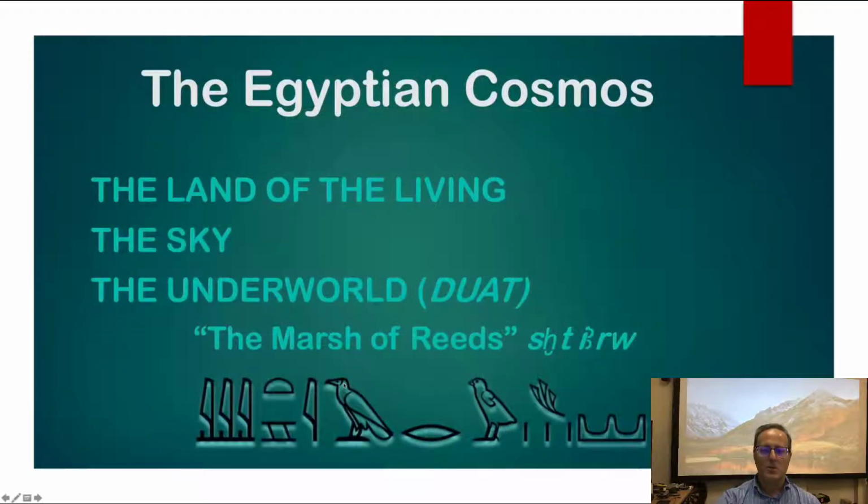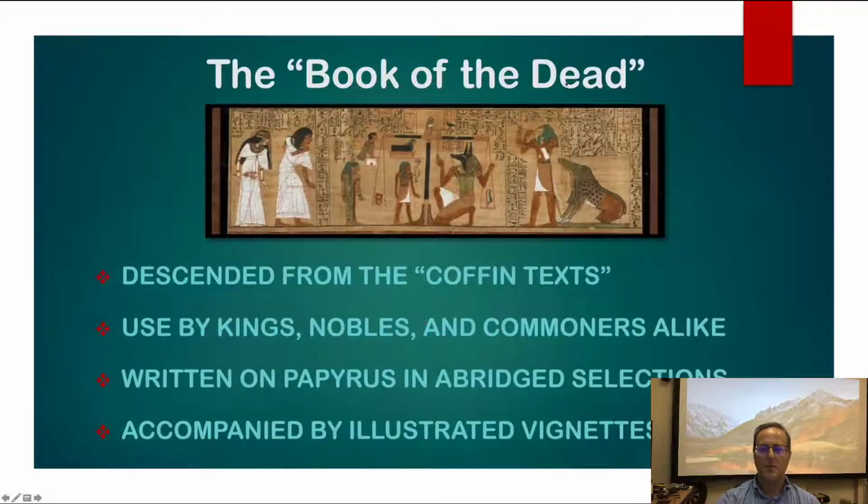Now, these spells were often accompanied by illustrated vignettes. This is the famous Judgment of the Dead spell, 125, which shows the heart of the deceased being weighed against the feather of truth, and if the person proved to be worthy, they would then enter into paradise, and if they proved to be false, then this beast here would eat them.